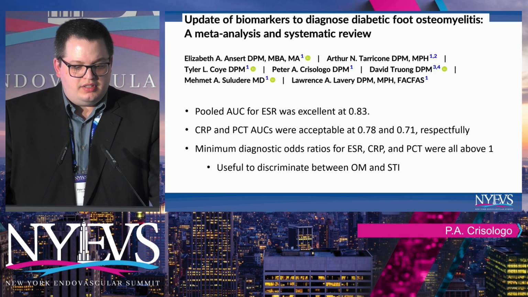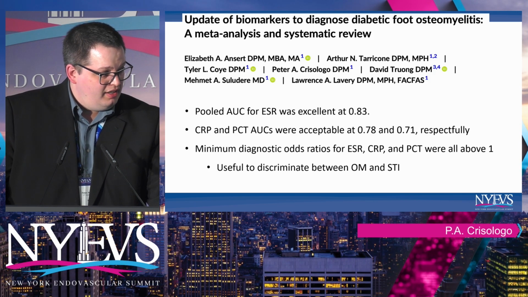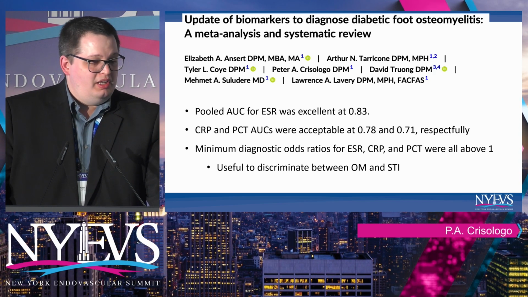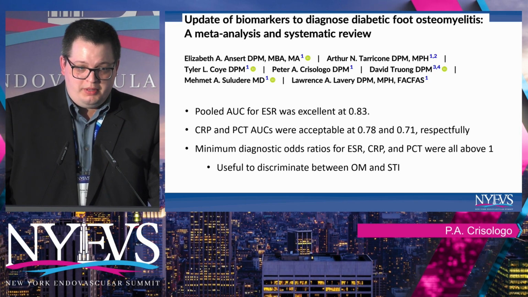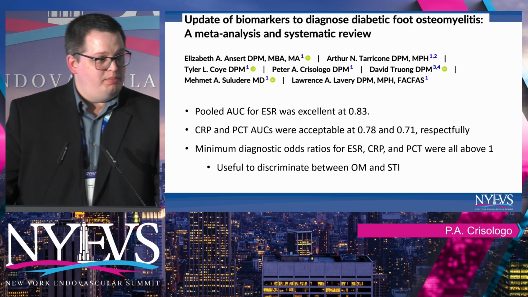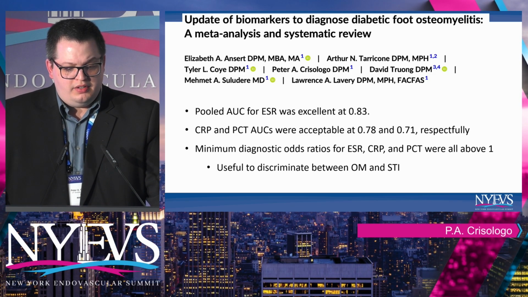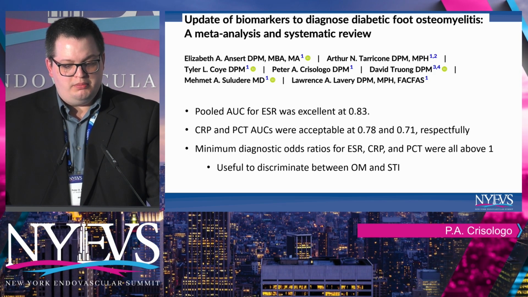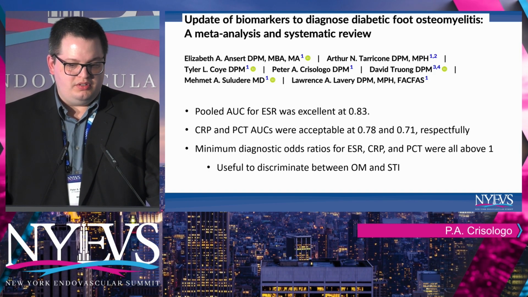To sum it up, they found a pooled area under the curve for ESR that was excellent at 0.83. I don't know if you're hearing the same things that I hear at my institution, there's a growing pushback against using SED rate. We know that renal disease impacts it, and a lot of people push back against using it, but paper after paper continues to show that SED rate is beneficial for monitoring in our patients. They saw that CRP and procalcitonin area under the curves were acceptable, and that their minimum diagnostic odds ratios for SED rate, CRP, and procalcitonin were above 1 and potentially useful for discriminating between bone and soft tissue infections.